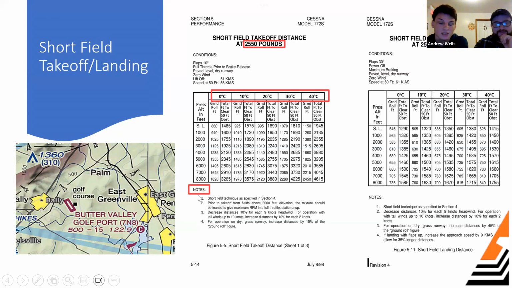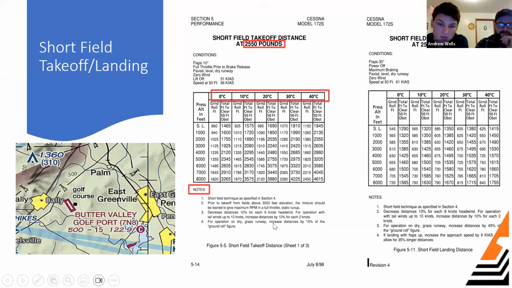And then the other thing is with this, right? It's not just this distance here. You also have to read the notes, right? So these distances are one thing, but as we can see, for operation on dry grass runway, increase distance by 15% of the ground roll figure.